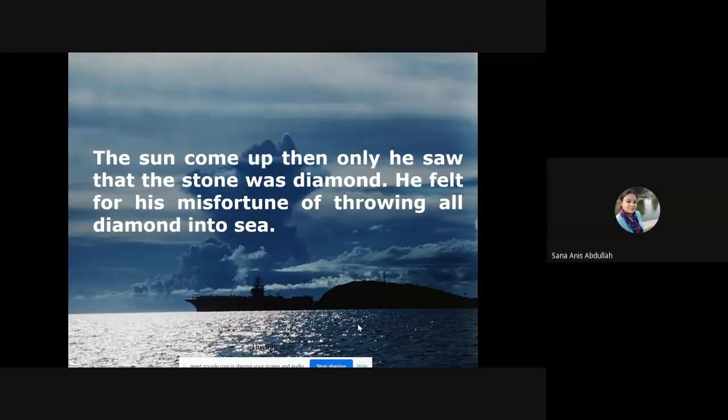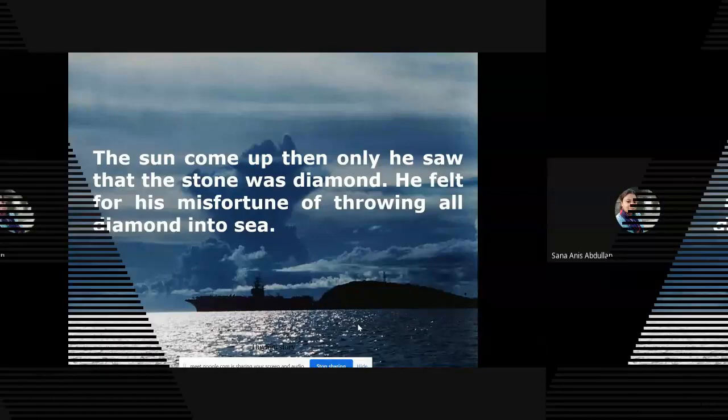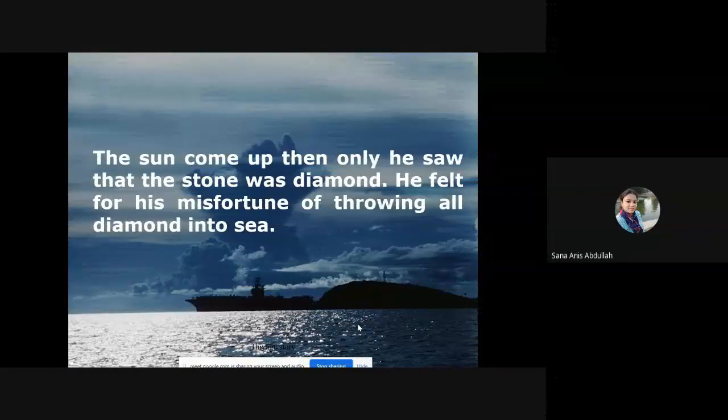Sir, the moral of the story is that before taking any decision, you should analyze. Before looking at what was actually there in that bag, he threw it away, and later he realized. It's the same thing like while we are collecting data, we should not partially collect. We should be careful of all the factors and everything involved.